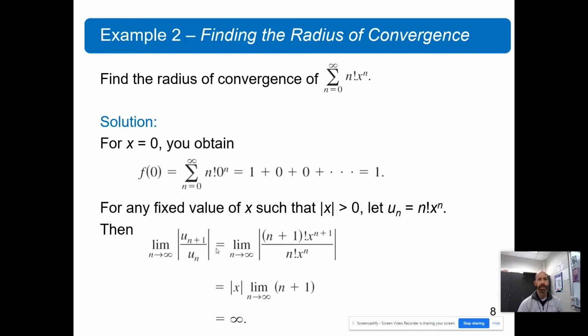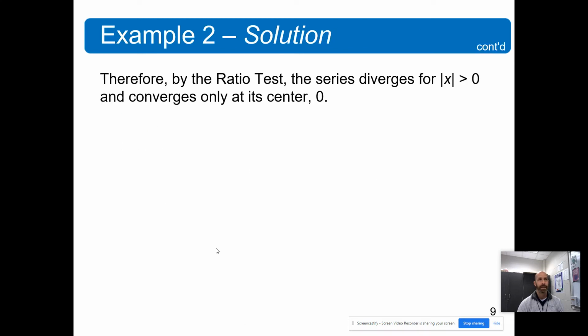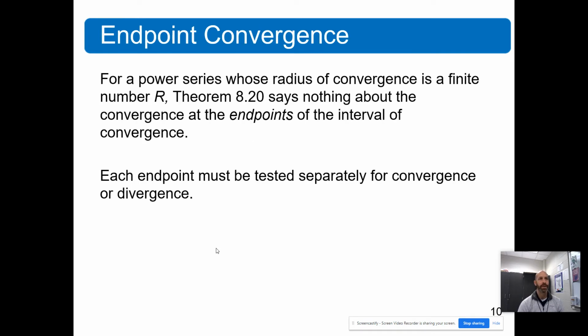So let's make sure we get this straight. We know that all power series converge at their center. In this case, the center is 0. The radius of convergence here turns out to be nothing. So therefore, the radius of convergence is r equals 0. In other words, it only is valid at 0 itself, and its radius of convergence is 0.